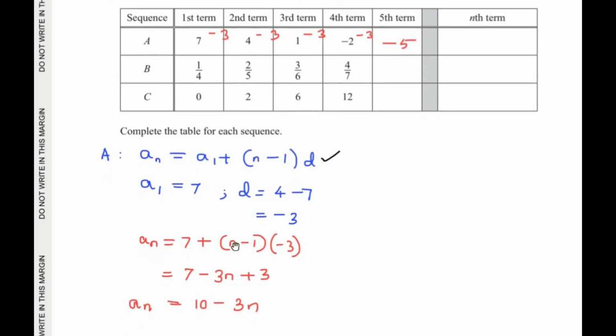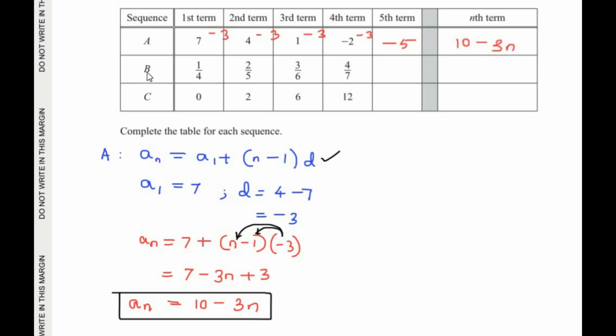Now I'm going to expand this bracket. 7 stays the same, negative 3 multiplies with n giving us negative 3n, and negative 3 multiplies with negative 1 giving us positive 3. Now an will be equal to 7 plus 3, which is 10, minus 3n. So this is the nth term of this given sequence. So let us write here 10 minus 3n. This is our nth term.